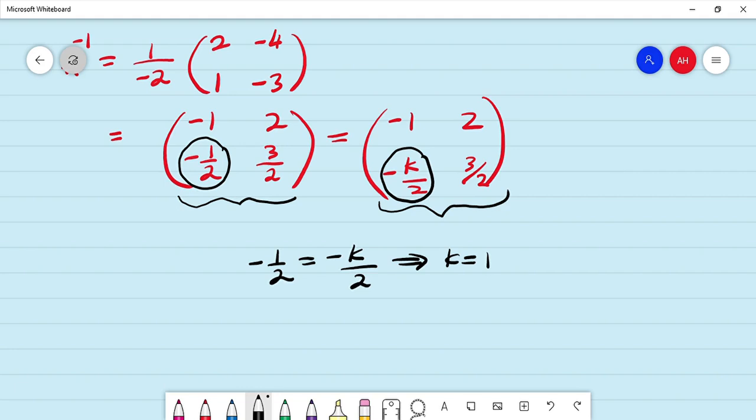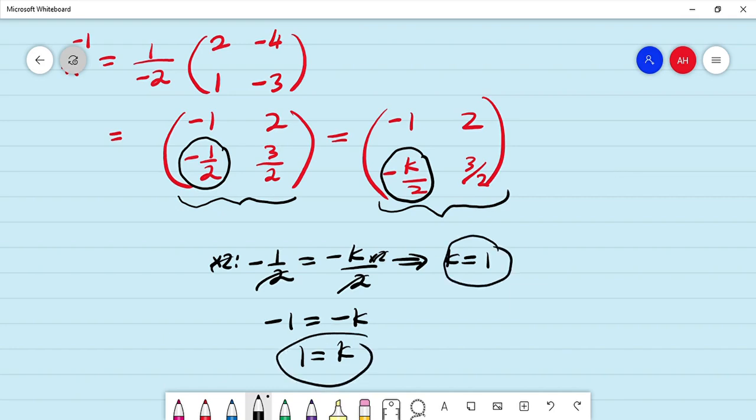Or if you like, you can do a simple calculation here: cross multiply, or multiply 2 on this side, and multiply 2 also on that side. What we have, 2 will cancel. We have negative 1 equal to, this 2 also will cancel, negative K. Therefore, K equal to 1. There we have it, the value for K in this problem, K equal to 1.